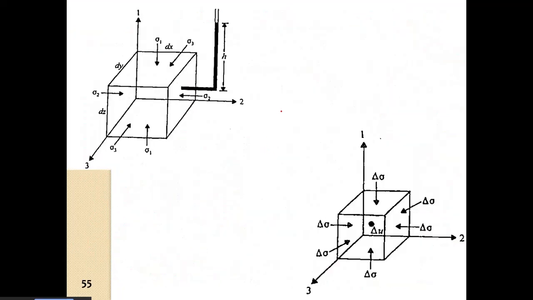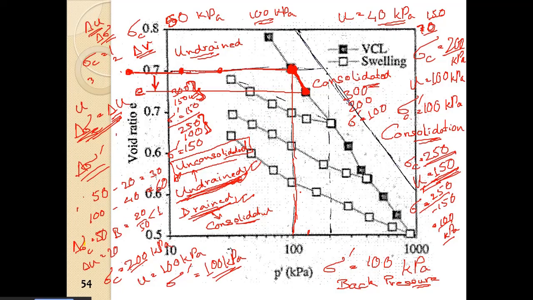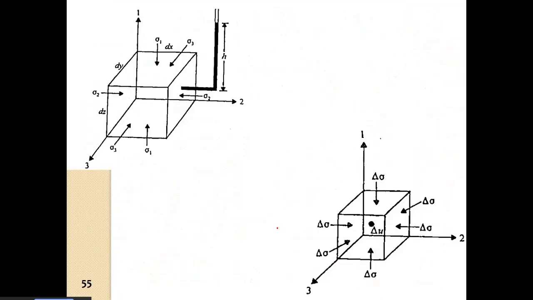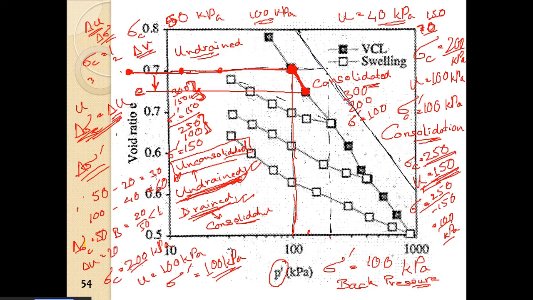Now before going into further analysis, here we have used the term P dash. I would like to first define what P dash is, and why exactly we use P dash instead of sigma C or sigma 3. Of course, we will come to why later when we study the stress path. So for now let us define what P dash is.